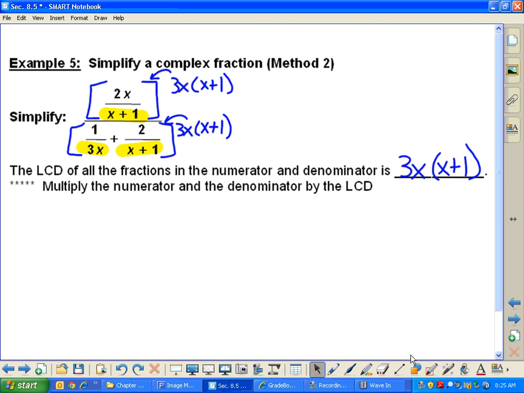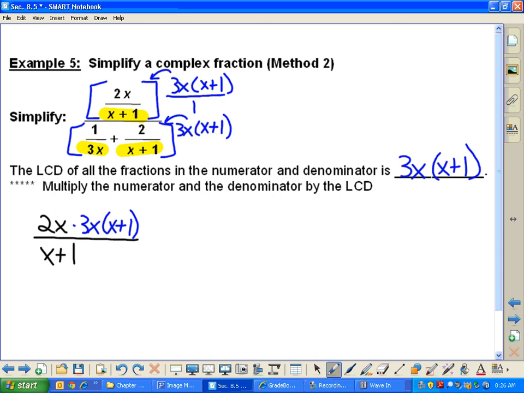When I do this, I do show a little bit of scratch work, and here's how I show it. I copy down the original fraction that's in my numerator. And when I multiply that numerator by 3x times the quantity of x plus 1, that's all over 1. So the top is actually all that gets changed. Essentially, I just plop that LCD right on the top of that fraction.